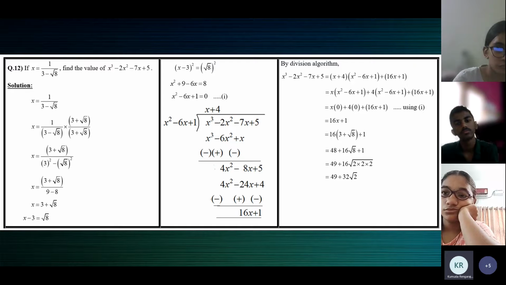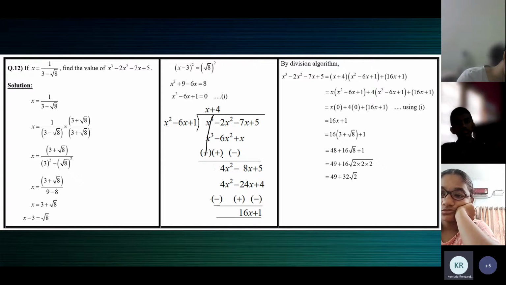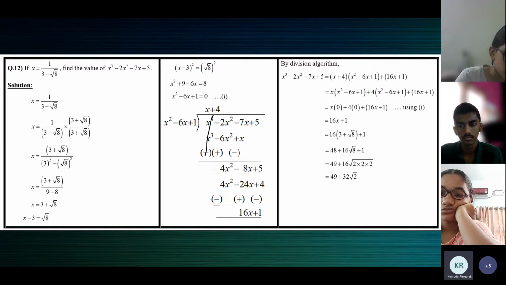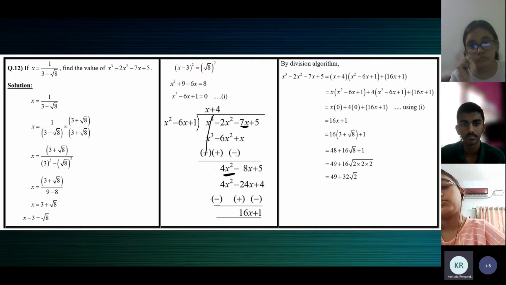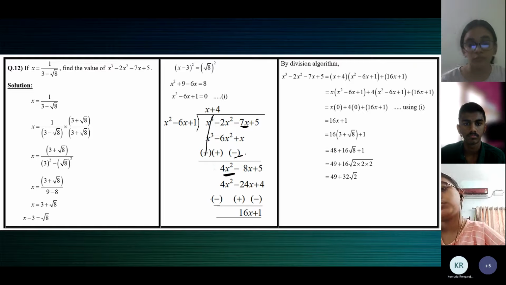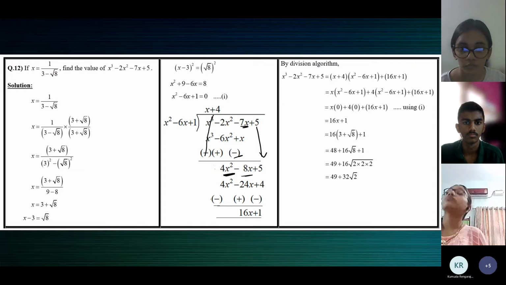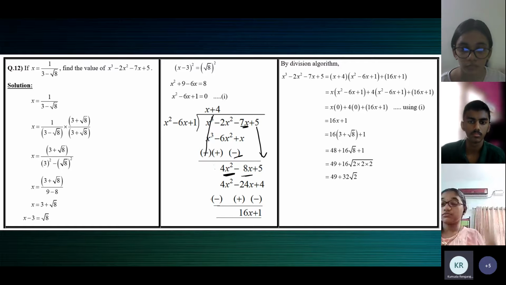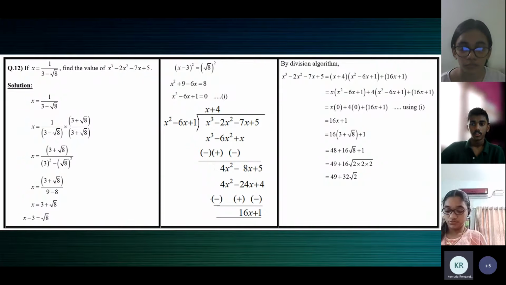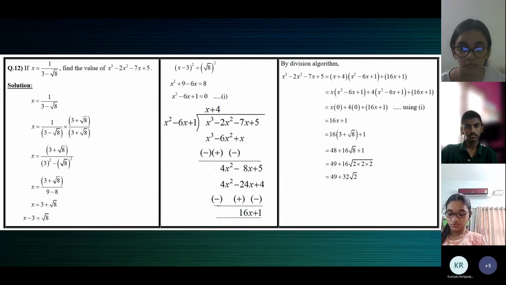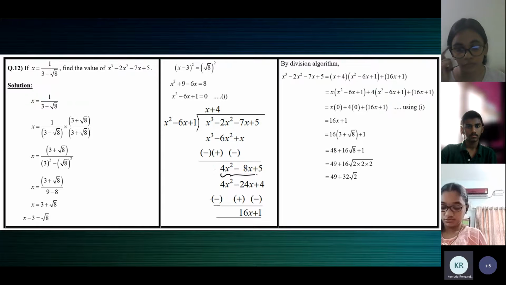Then you'll have to change the signs. So when you change the signs, x cube minus x cube gets cancelled. Minus 2x square plus 6x square is 4x square. Minus 7x minus x, taking the new sign, is minus 8x. Plus 5 comes down for division. Now this is the new dividend. I told you you'll have to write this and change the signs. Then you get this as the remainder and plus 5 comes down.